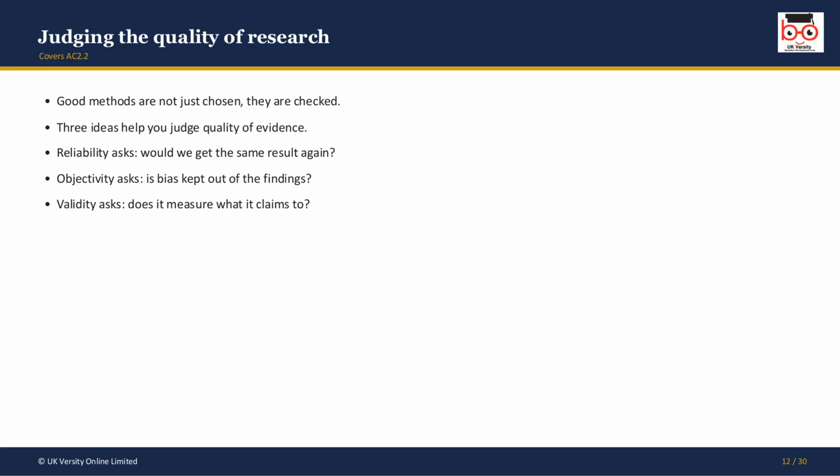Choosing a method is only half the job. You also have to check it's a good one. Three ideas help you judge the quality of evidence. Reliability asks whether you'd get the same result if you ran it again. Objectivity asks whether bias has been kept out of the findings. And validity asks whether the method actually measures what it claims to. We'll take each in turn.